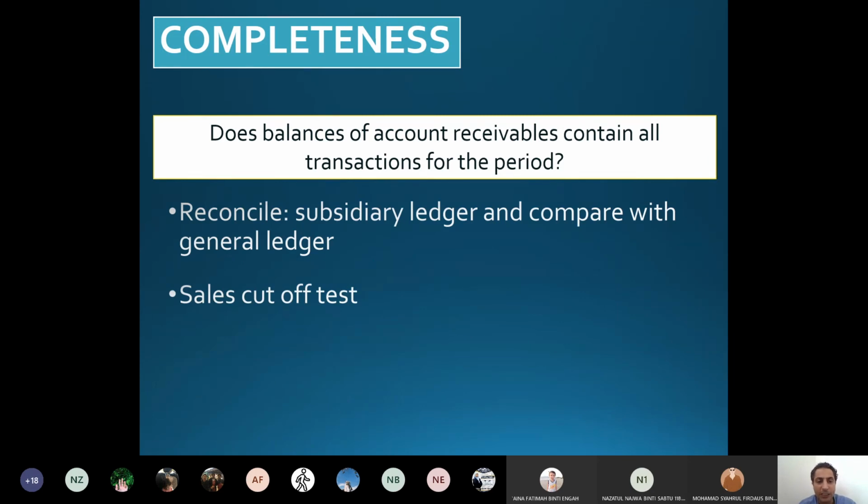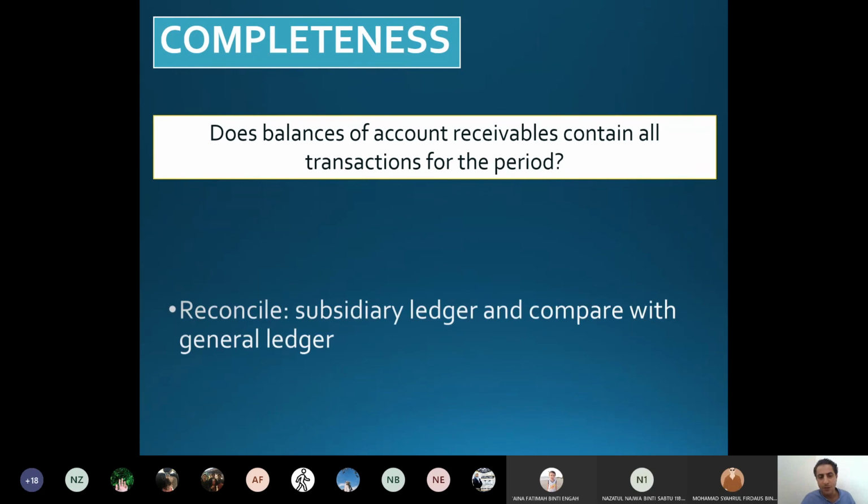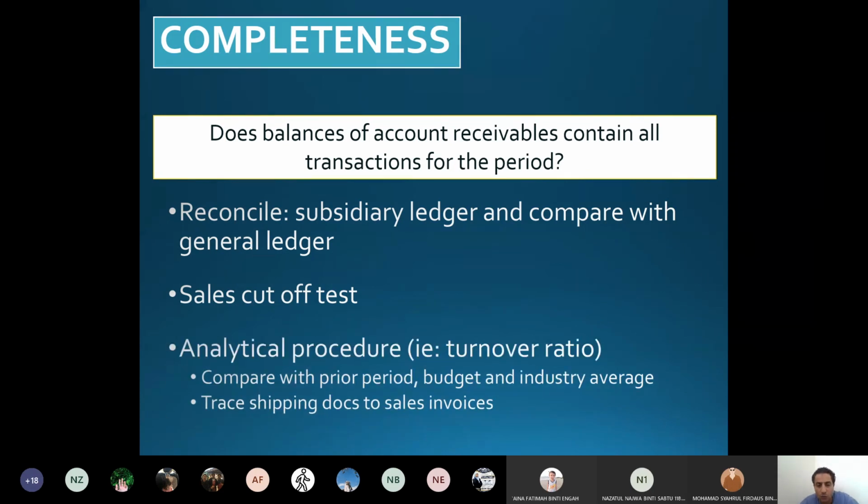Completeness. We need to understand what the auditor is trying to check. The auditor is trying to answer this question: does the balance of accounts receivable contain all transactions for the period? So we need to reconcile the subsidiary ledger and compare it with the general ledger, and perform a sales cut-off test. We also need to do analytical procedures, turnover ratios, compare with the period budget and industry average, and trace shipping documents to sales invoices.